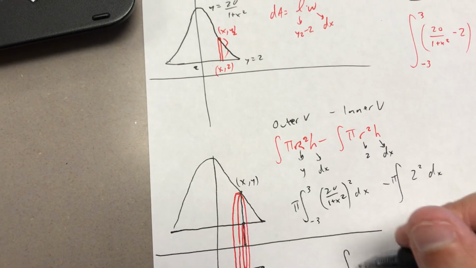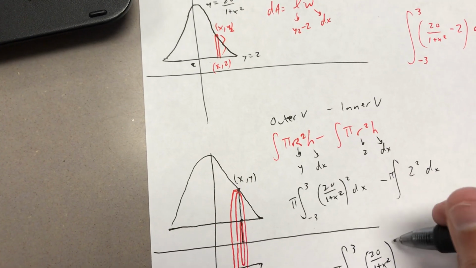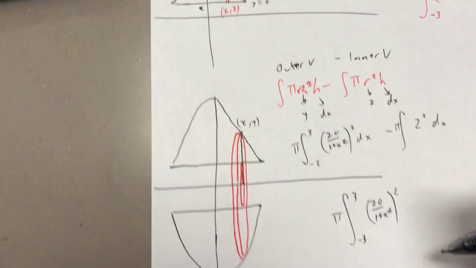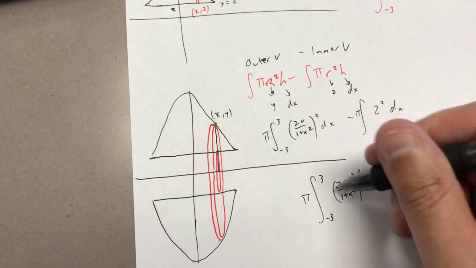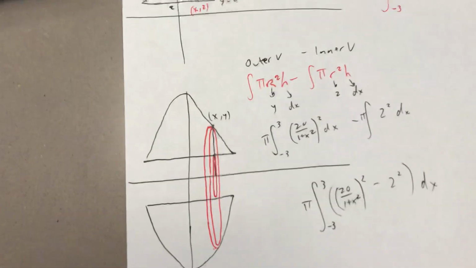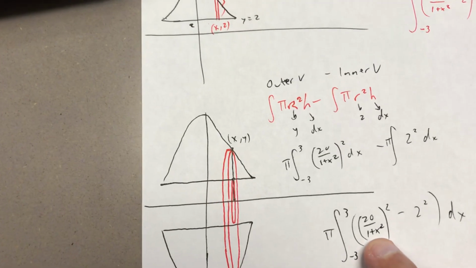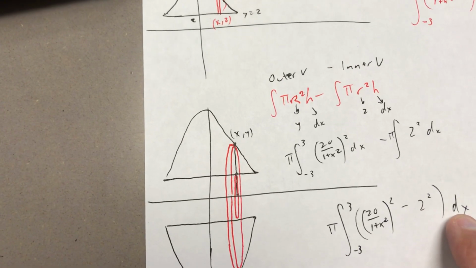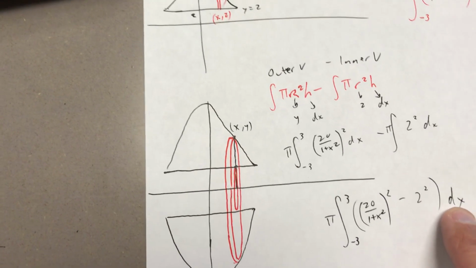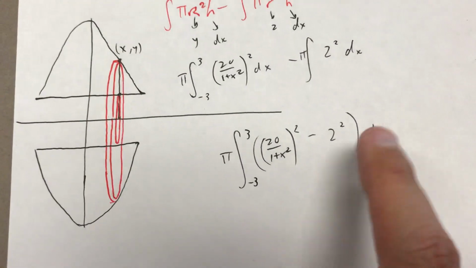You could factor out the pi, do -3 to 3 of 20 over 1 plus x squared minus 2 squared, and this whole thing times dx. So you've got your outer circle area minus your inner circle area, and then you're multiplying that whole area of the ring basically by the width. But I just prefer to write it this way, and for an FRQ that's fine, but for multiple choice they might reformat it to look like that.